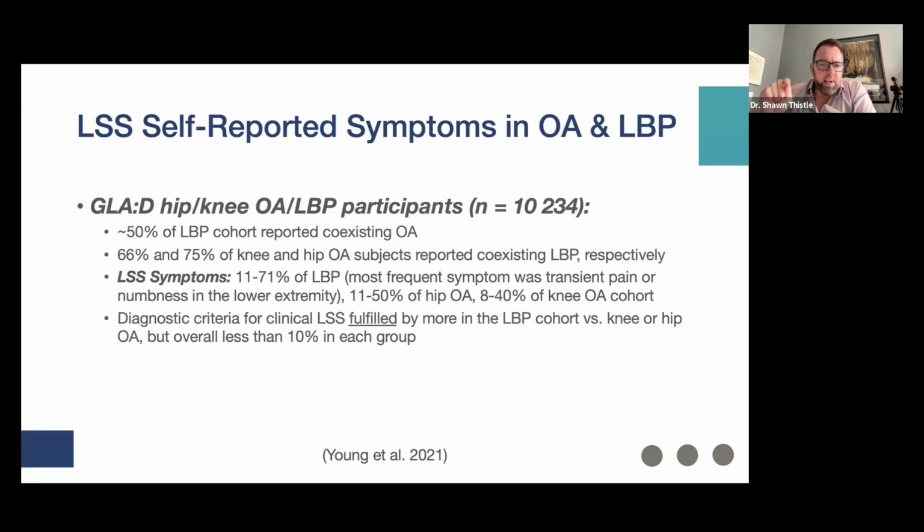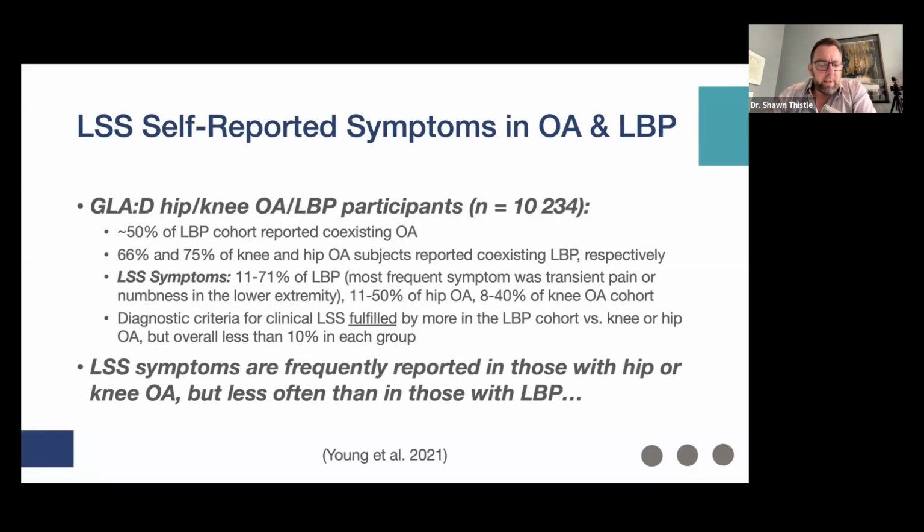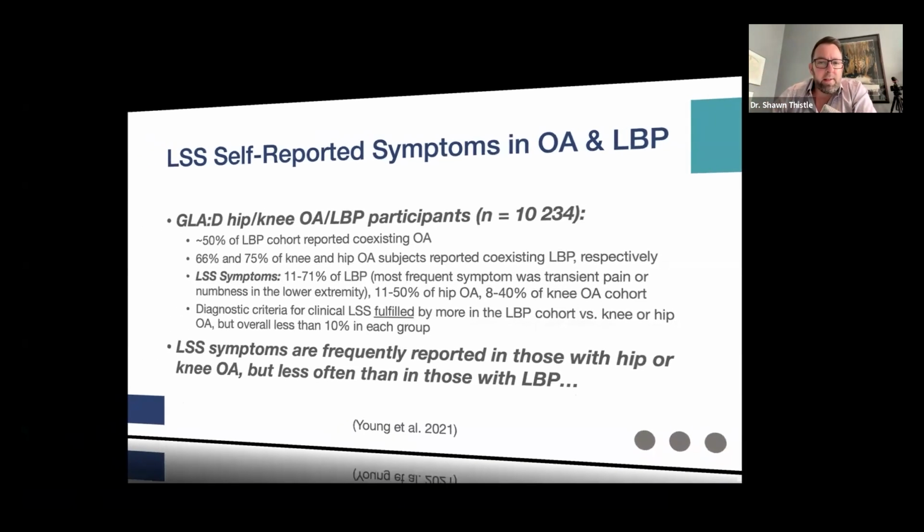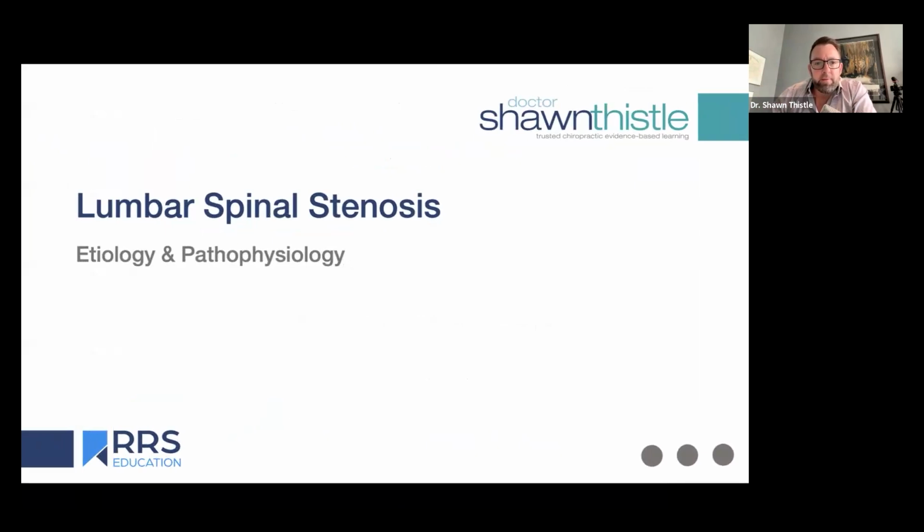More specifically, the diagnostic criteria for clinical lumbar spinal stenosis was fulfilled more by patients in the low back pain cohort compared to those in the hip or knee cohorts, but were still less than 10% in each group. So the point here is that these conditions should be easy to differentially diagnose. And ultimately, lumbar spinal stenosis symptoms are frequently reported in those with hip or knee osteoarthritis, but not as often in those who have low back pain. And I think that makes sense from a clinical perspective.